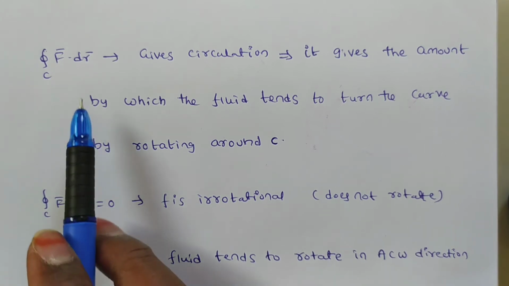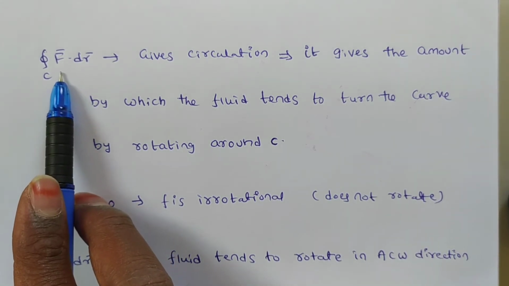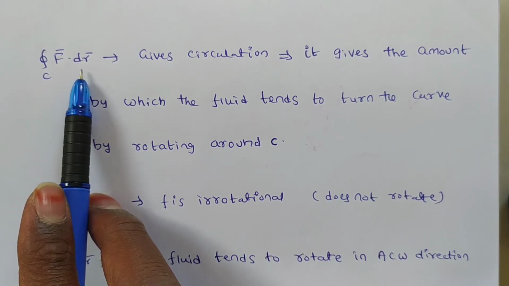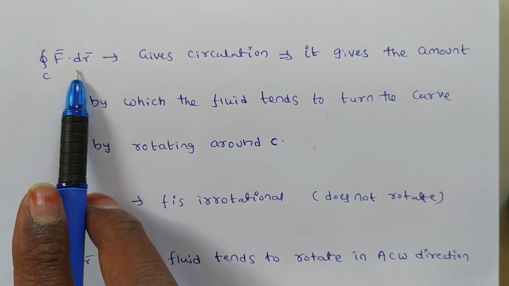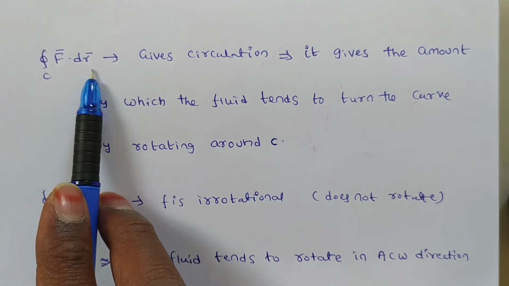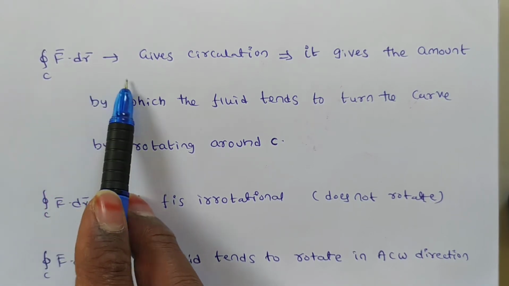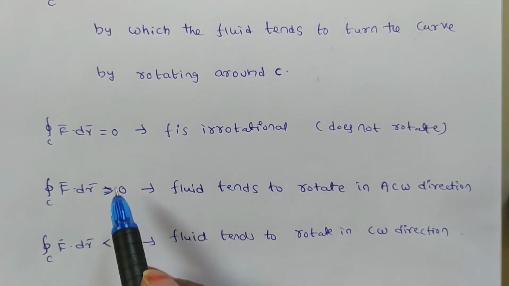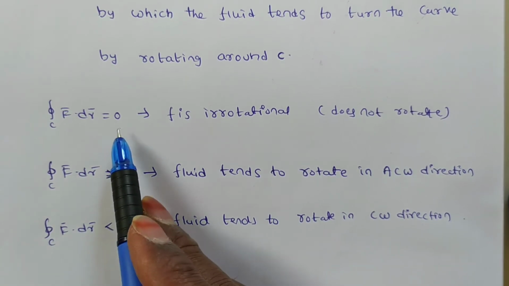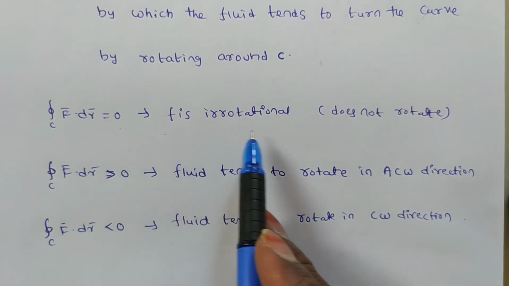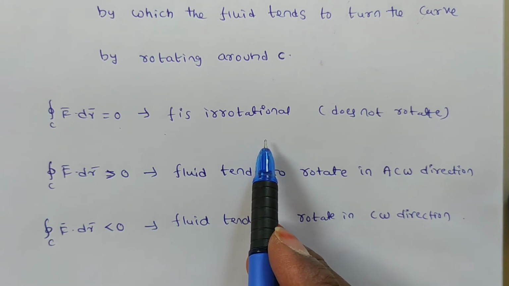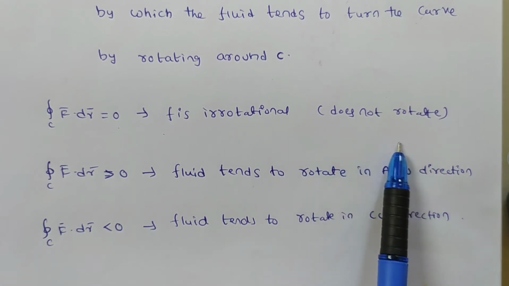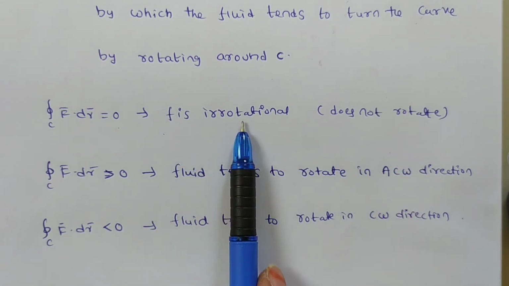Now F bar dot dr bar, the result is either vector or scalar? Here F bar is a vector and dr bar is a vector. The dot product of two vectors gives what? Scalar. The scalar may be a constant value, equal to 0, greater than 0 or less than 0. If the value is 0, then you can say F is irrotational. F is irrotational is nothing but the fluid does not rotate.